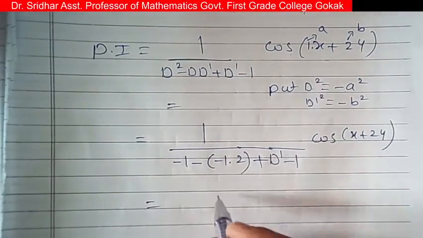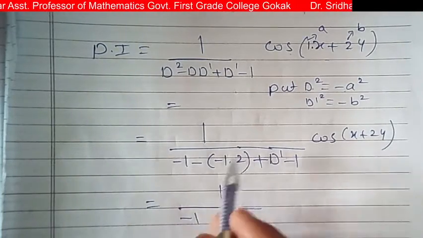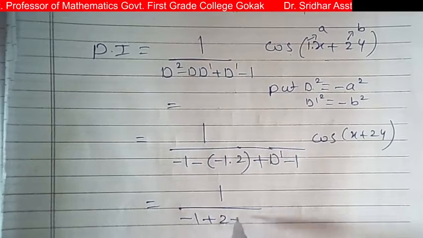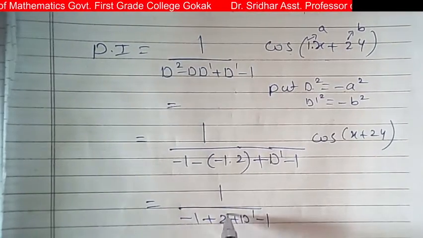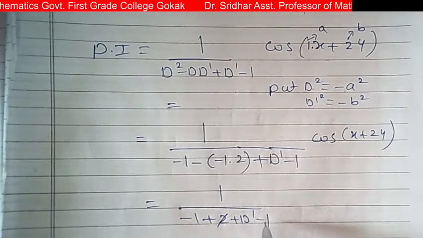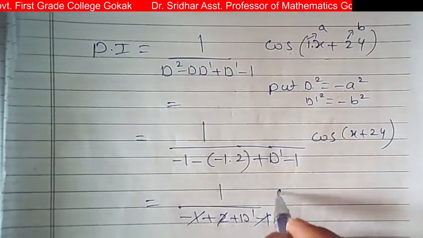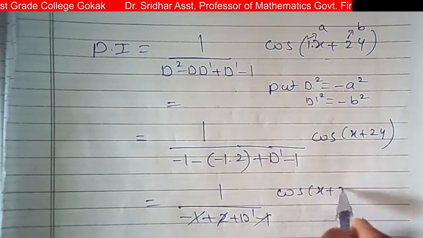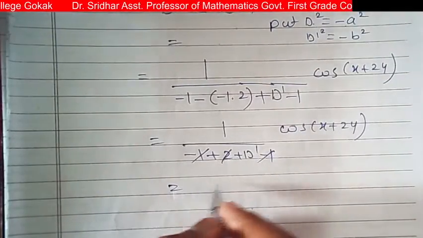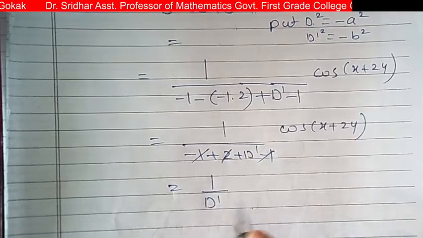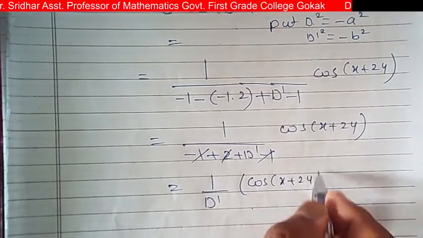Now simplify this. 1 divided by this becomes minus 1, minus minus becomes plus 2, plus D dash minus 1. The plus 2 and minus 1, minus 1, minus 2, minus 2, plus 2 all get cancelled. Only D dash remains, which is to be operated on cos of x plus 2y, so it becomes 1 divided by D dash into cos of x plus 2y.